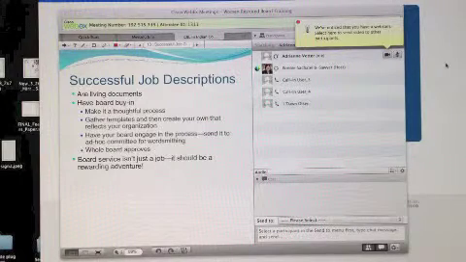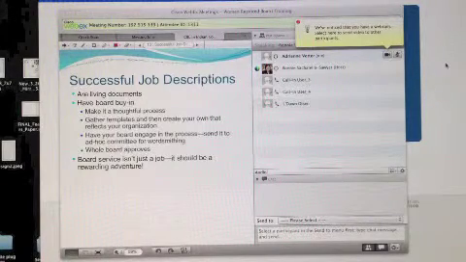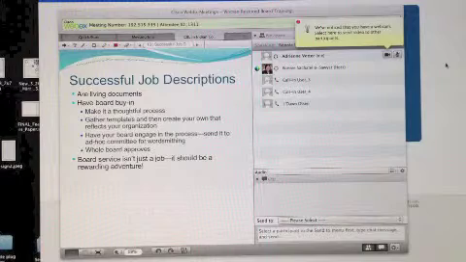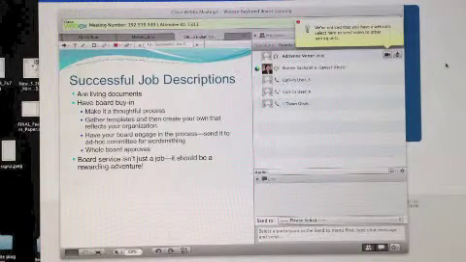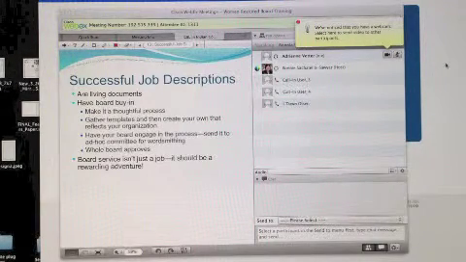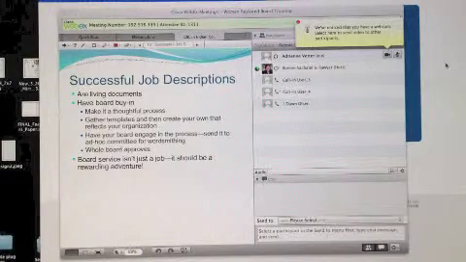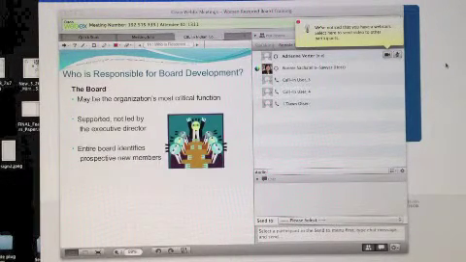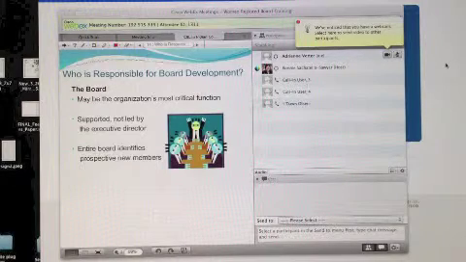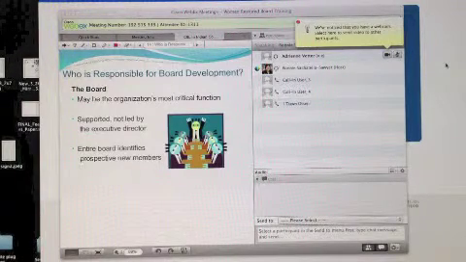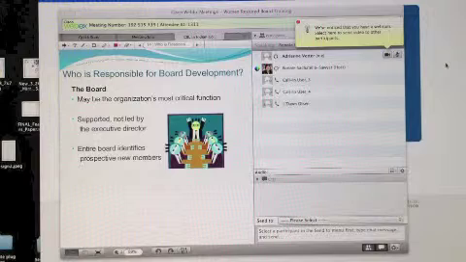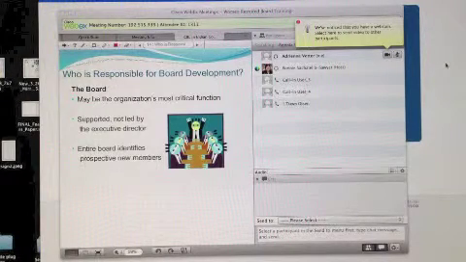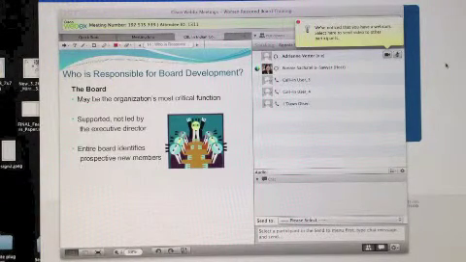Okay. I'm glad to send you some examples of that. And again, the nice thing is you don't have to take any examples and just adopt them. You can make them your own. Make it work for you and your nonprofit, if that's the route you decide to go. So in a nonprofit board, the board is the organization's most critical function.